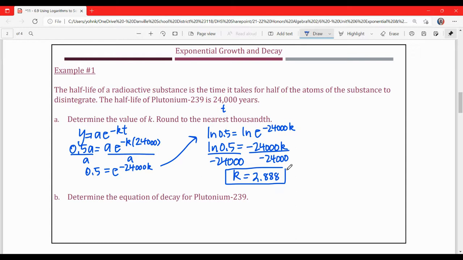So for part B, determine the equation of decay for plutonium-239. I'm going to leave the y alone. I'm going to leave the a, e. Now I'm going to put in the exponent negative k, which is 2.888, and then t. And then I can use that equation if I now want to figure out how much plutonium is left after a certain number of years, or how long it would take for a certain amount to be there.